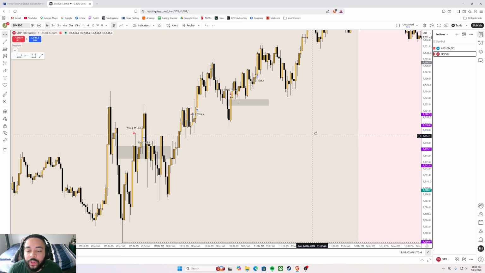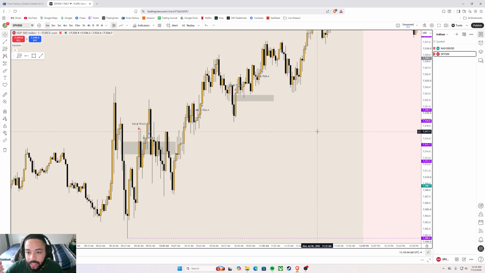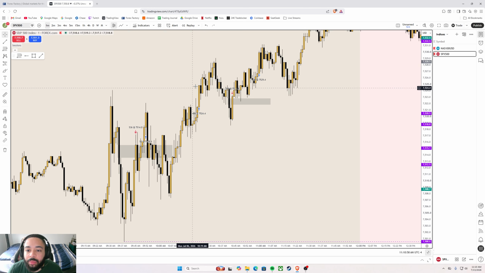Then, I didn't give up my bias. I still maintained the bearish bias, because sometimes you get stopped out, and the stop out doesn't necessarily mean that price is changing direction. Sometimes it might want to do another push up before the actual move lower. So price came up here, then as it started breaking down lower, it left another fair value gap.